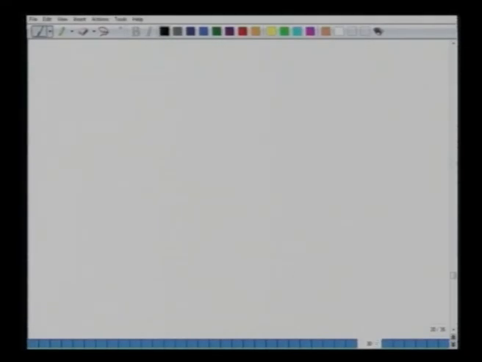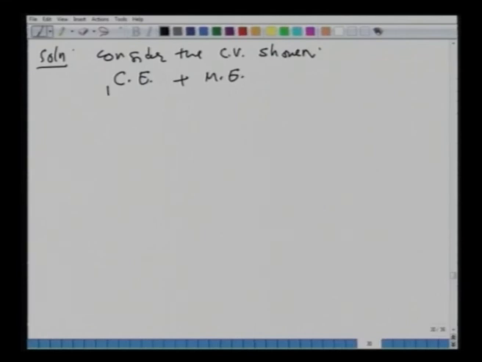Let us do that. So, for the solution, we say consider the CV shown. In fact, what we will do is we will solve this by using the continuity equation and momentum equation. So, it will be a combination of these two things. And once we apply this, we will be able to calculate the forces.